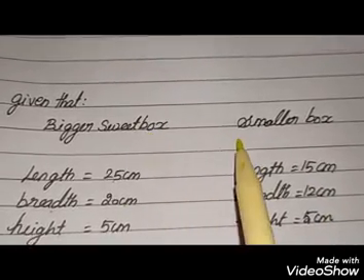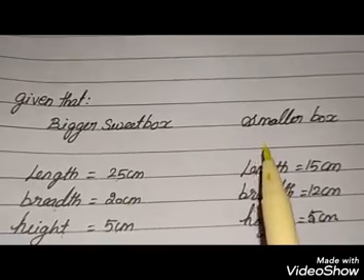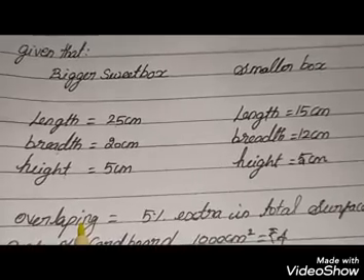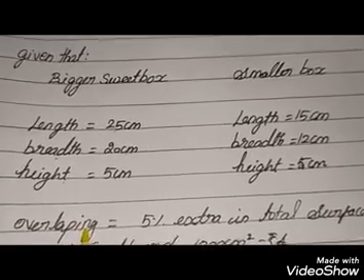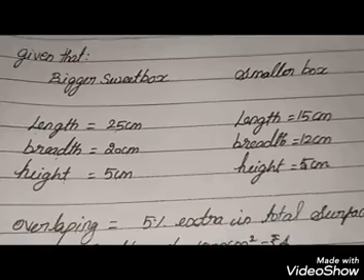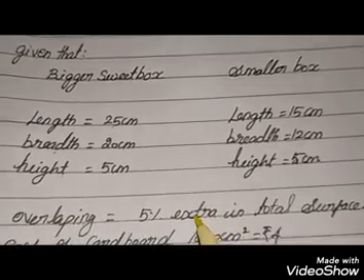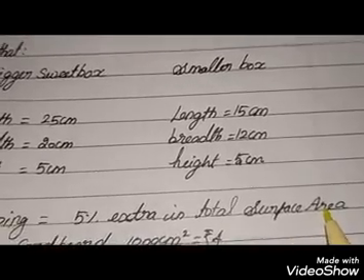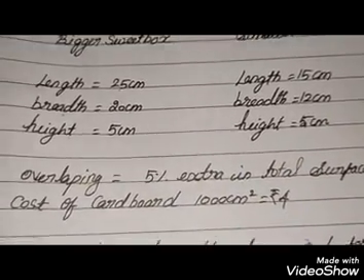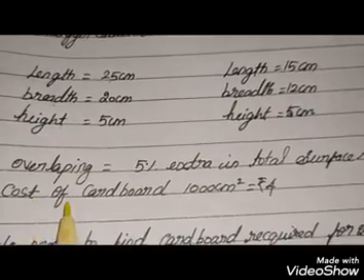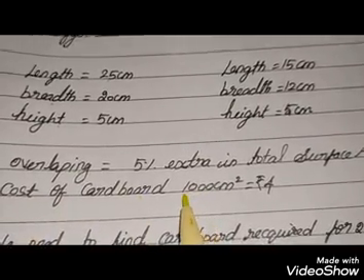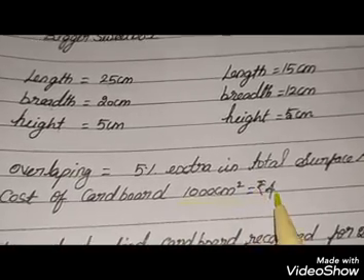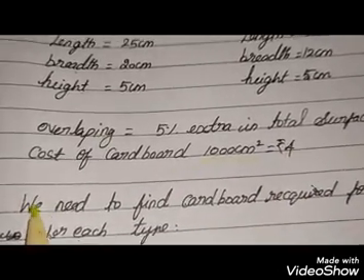So now we have to find out how much area can be covered with the overlapping, and we need to find in total how much cardboard we have to use. For overlapping, we need to take an extra 5% of the total surface area of these two types of boxes. The cost of cardboard is rupees 4 per 1000 centimeter square.